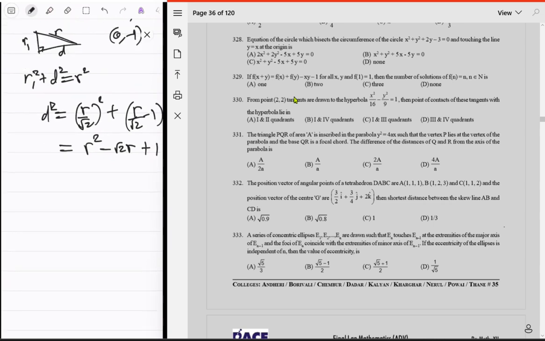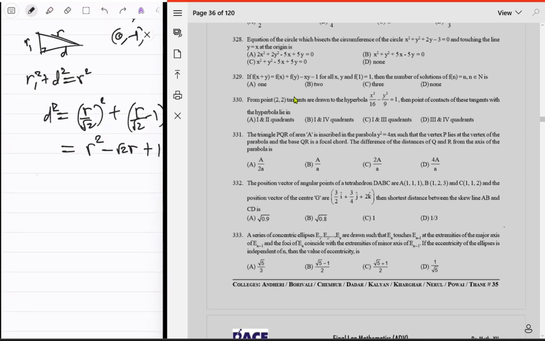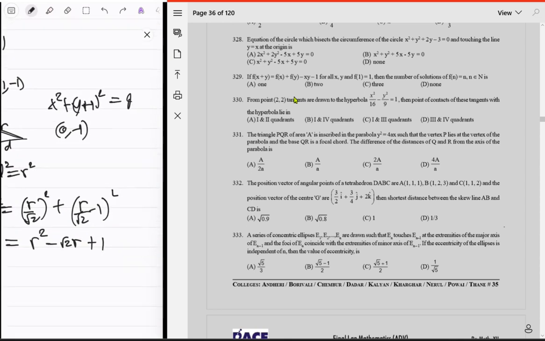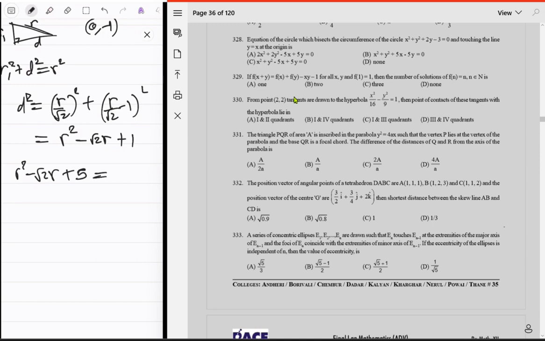Okay, so that makes sense, right? Our d squared and our r squared is just r squared itself. So how much is r1 squared? 4. So 4 plus this thing, which is r squared minus square root of 2 r plus 5. That is equal to... where did that go?